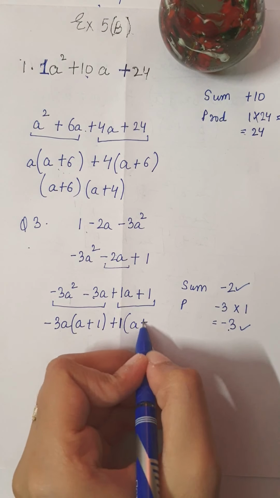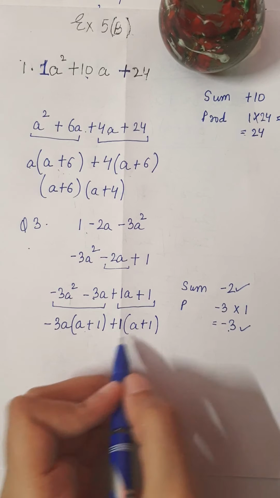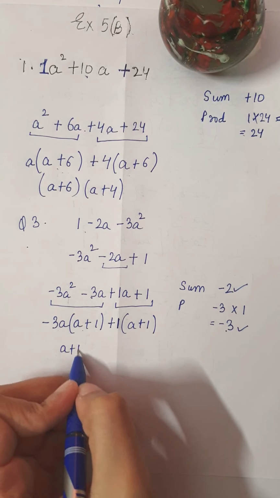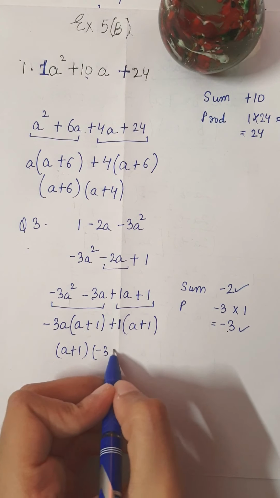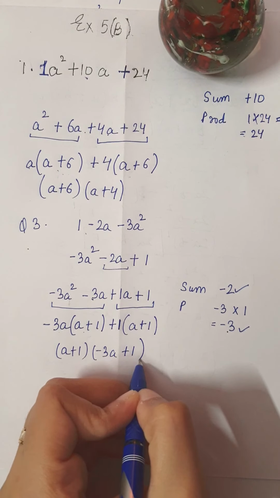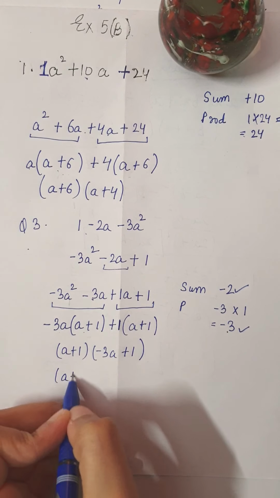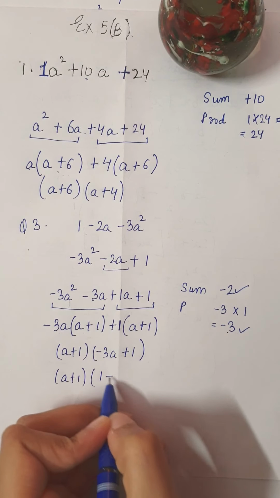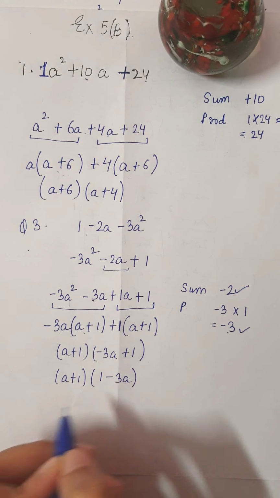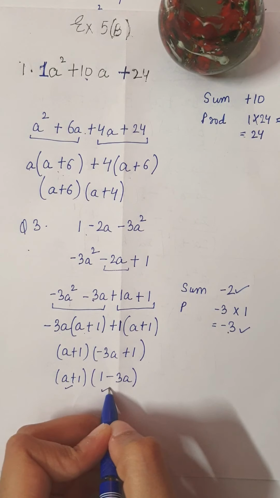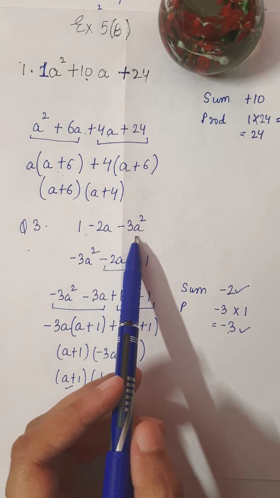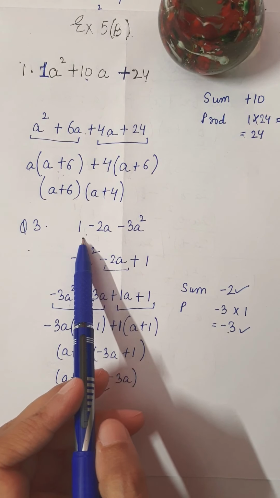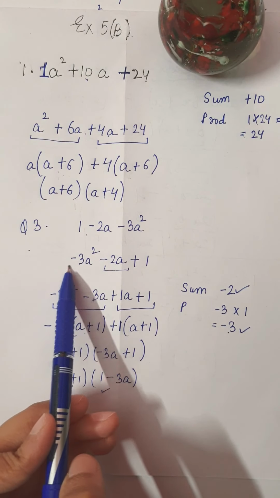So a plus 1. Since both brackets are same, I am writing the bracket exactly once, and the other bracket will contain minus 3a plus 1. Or you can write it even simpler, 1 minus 3a. So the first factor is this and the second factor is this. So all you need to see is the trinomial should be in the standard form. If it is not, you need to convert.